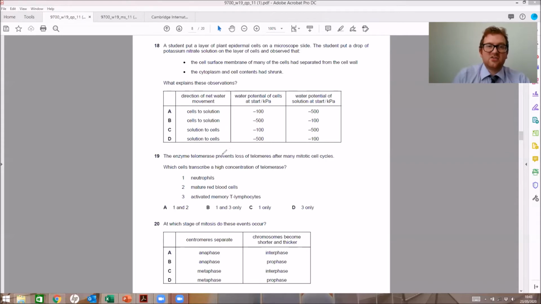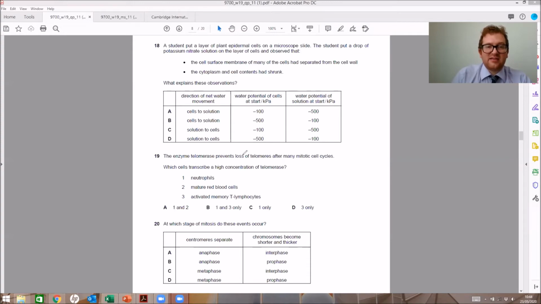Question 18. A student put a layer of plant epidermal cells on a microscope slide. The student put a drop of potassium nitrate solution on the layer of cells and observed that the cell surface membrane of many cells had separated from the cell wall. The cytoplasm contents had shrunk.